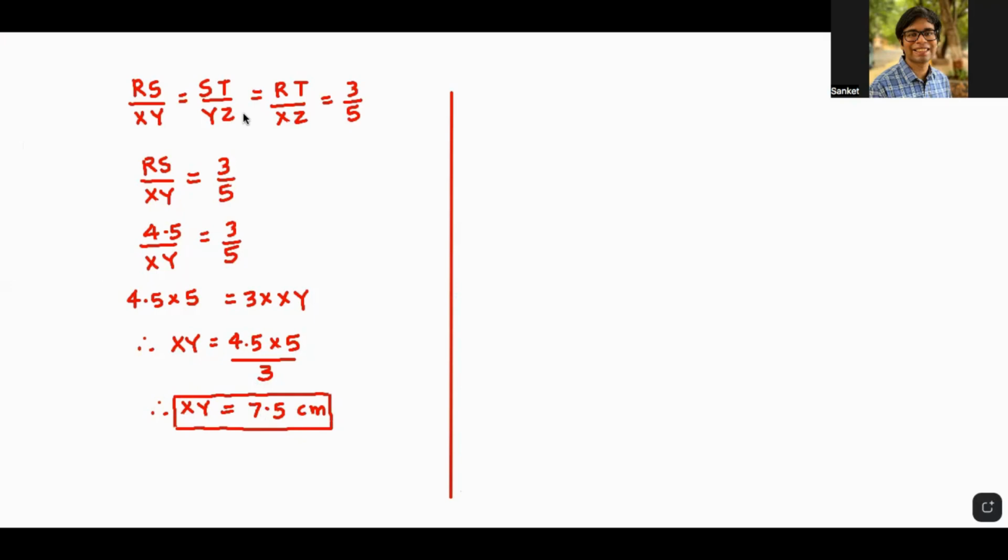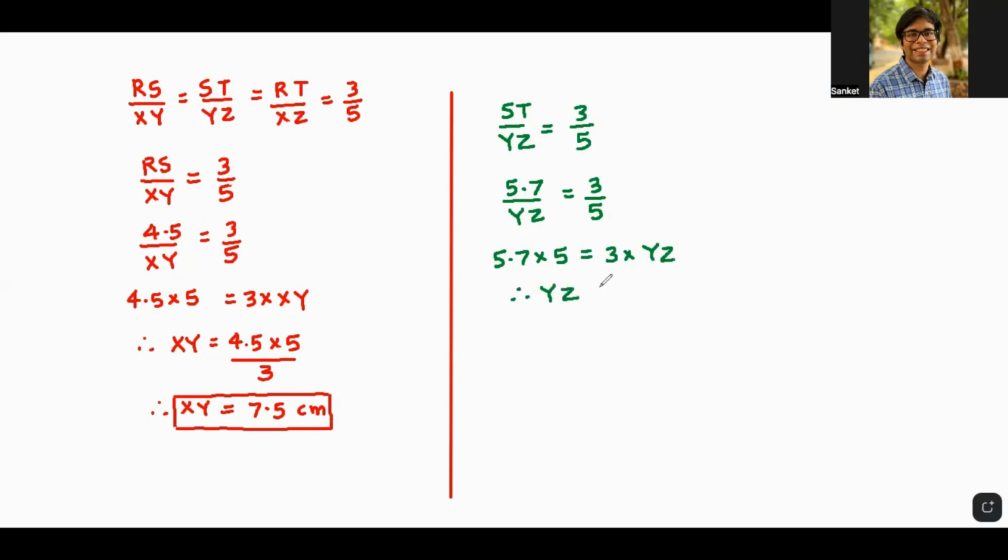I can now consider the other ratio, that is ST upon YZ is equal to 3 upon 5. And ST is given to me as 5.7 upon YZ is equal to 3 upon 5. Let me cross multiply. I get 5.7 multiplied by 5 is equal to 3 times YZ. Therefore, YZ is equal to 5.7 multiplied by 5 divided by 3. That is 9.5 centimeter.